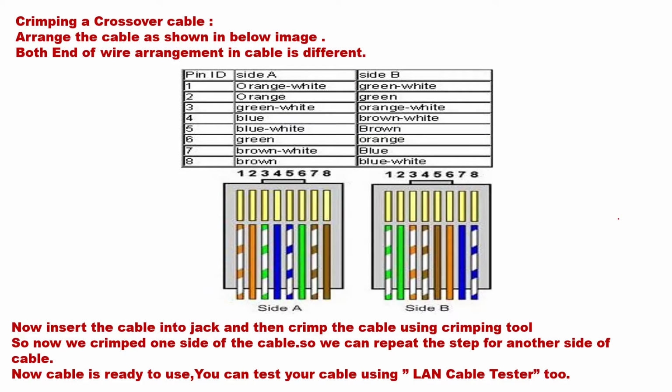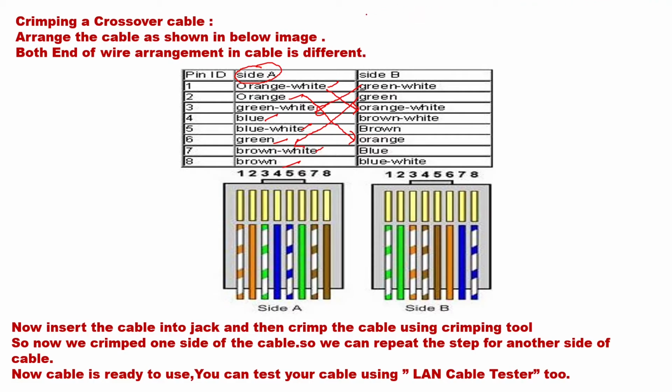Okay. Then what do we mean by cross cable? So cross cable, if you see the arrangements will differ a little. Pin number 1 and 3, pin number 2 and 6 will be exchanged. So here if you see side A you are maintaining like same orange white, orange, green white, blue, blue white, green, brown white and brown. Okay. So here whatever is at pin number 1 will go to pin number 3 on the other side. Whatever is at pin number 2 will go to pin number 6 on the other side. So here you can see pin number 1 will go to pin number 3 and pin number 2 will go to pin number 6. So pin number 1 and 3, pin number 2 and 6 will be exchanged on both the sides.